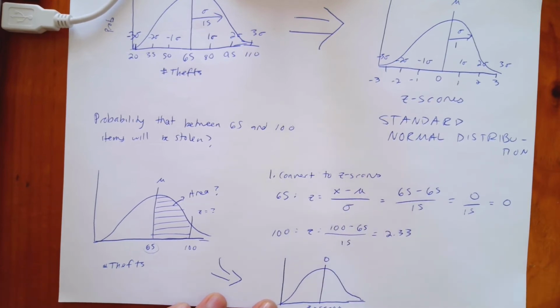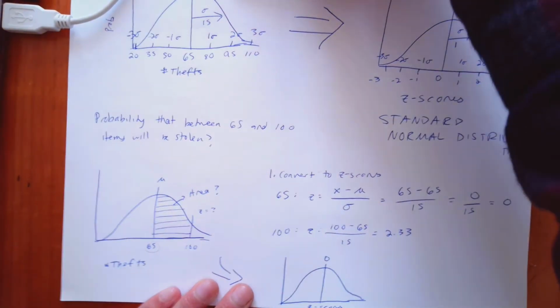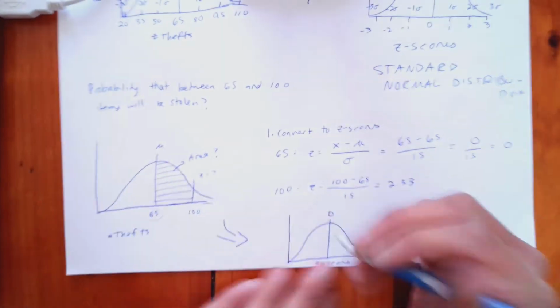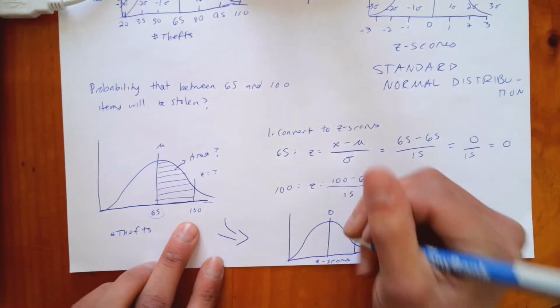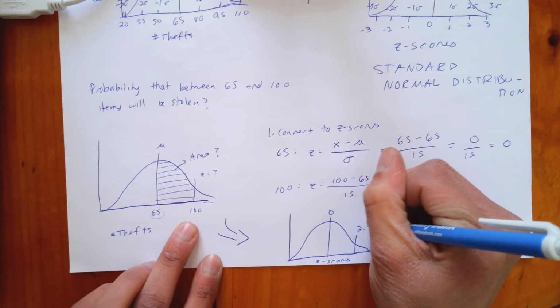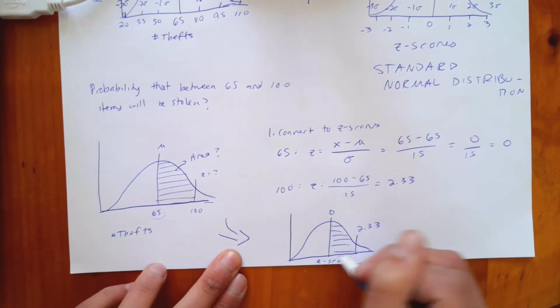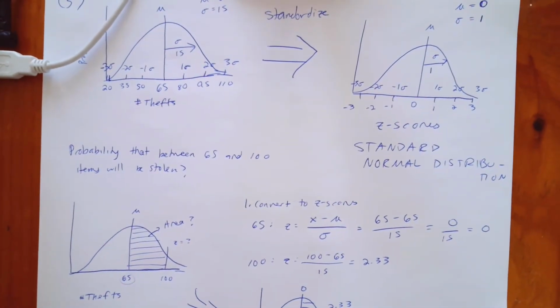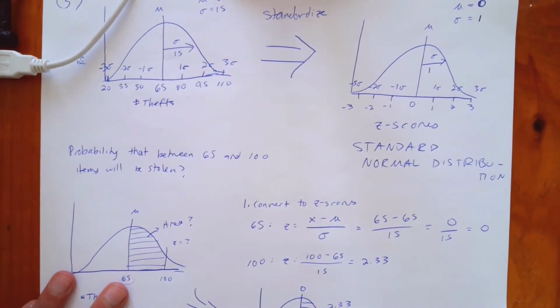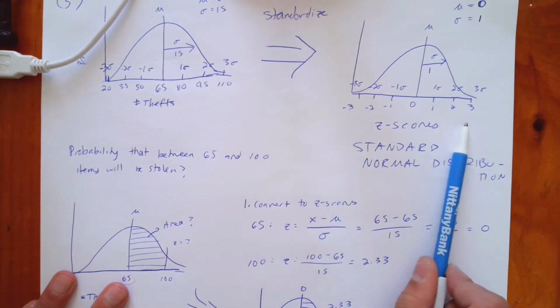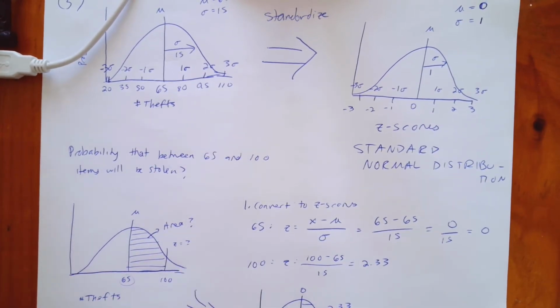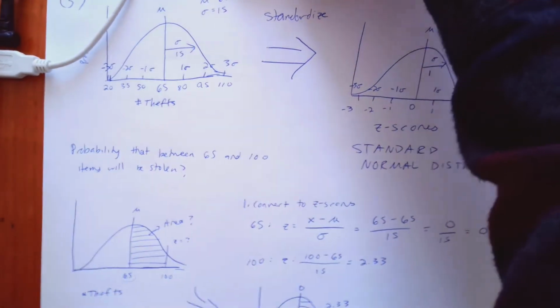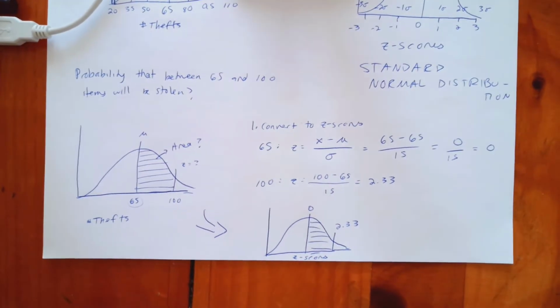So our mean here is at 0, and our value of 100 thefts here is at 2.33. And if you remember, on the standard normal distribution, everything is the same. The only thing that's different is that we're now counting in z-scores instead of thefts. So it's like converting from feet to inches. We haven't changed the shape of it. We haven't changed any properties of it. The only thing we've changed is how we're counting. So now instead of counting in numbers of thefts, we're counting in z-scores.